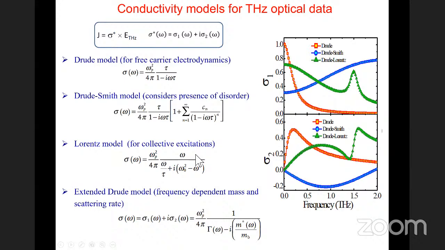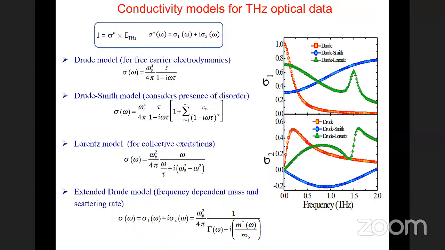Lorentz model is for the collective excitations such as charge density waves or the magnons, electromagnons, all kind of excitations. The extended Drude model takes into account the frequency dependence of mass and scattering rate. For example, one we have over here. So in the scope of these four models, the conductivity of all kind of samples can be defined.